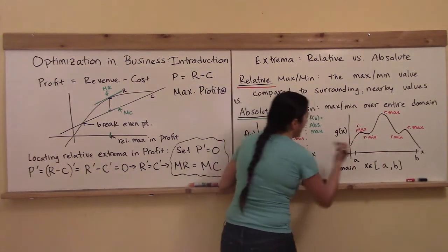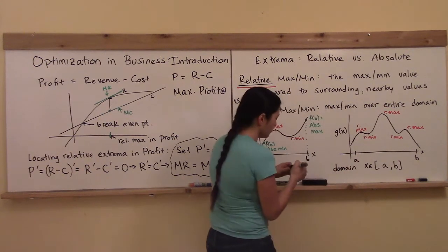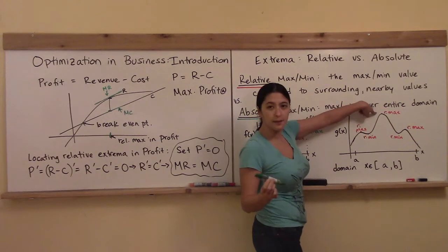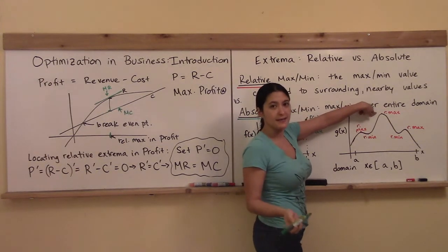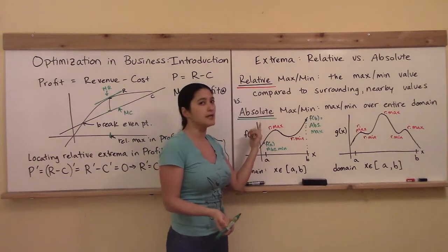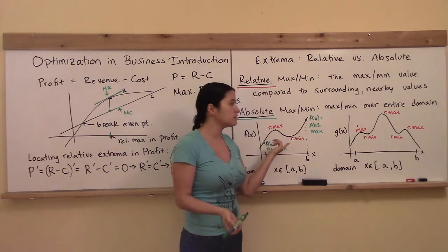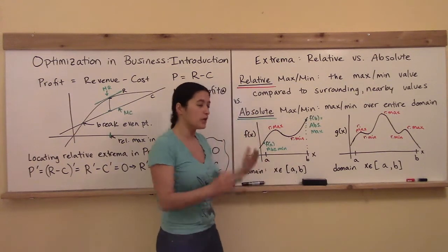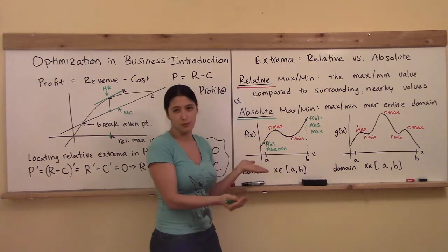Okay, so what is the absolute highest value that the function ever attains? Looks like it's right up here, at the relative max, and that's the lesson. A relative maximum is a candidate for an absolute maximum. The relative maximum might be the absolute maximum, but we're not sure until we compare it with the endpoints, okay?